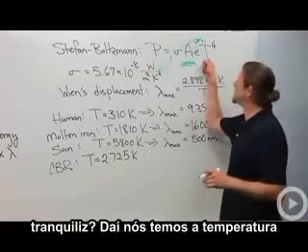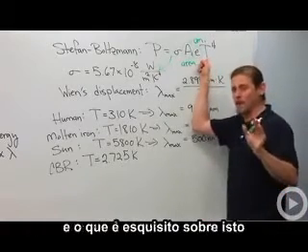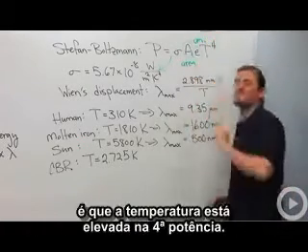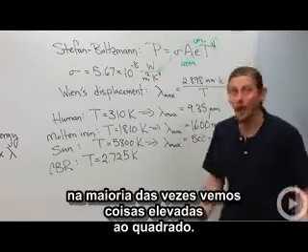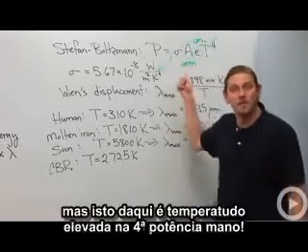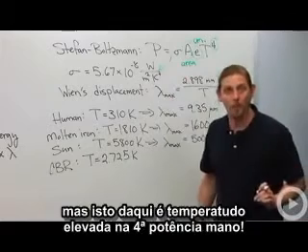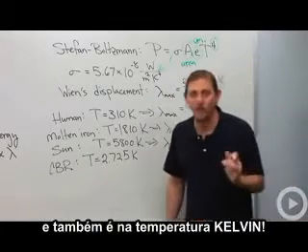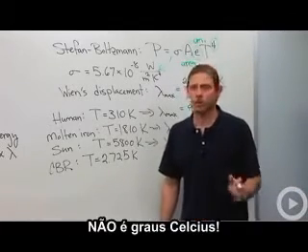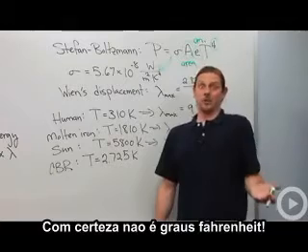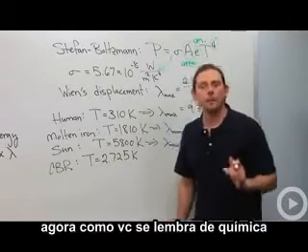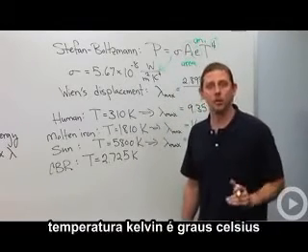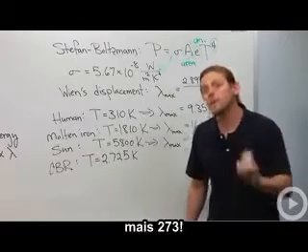All right, and then we have the temperature. And what's weird about this is that the temperature is to the 4th power. Most of the time we just see things squared, at best cubed. But this is temperature to the 4th power. And it's also the Kelvin temperature. It is not degrees Celsius. It's not degrees Fahrenheit, certainly. It's Kelvin temperature.